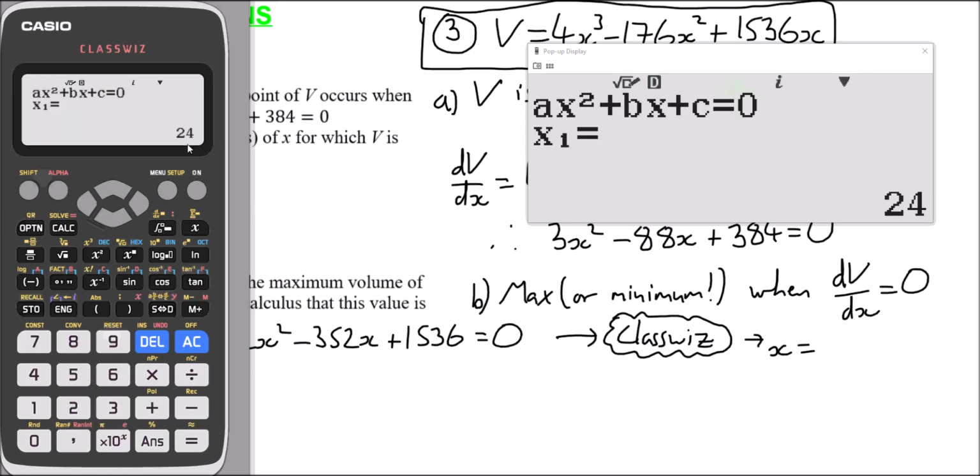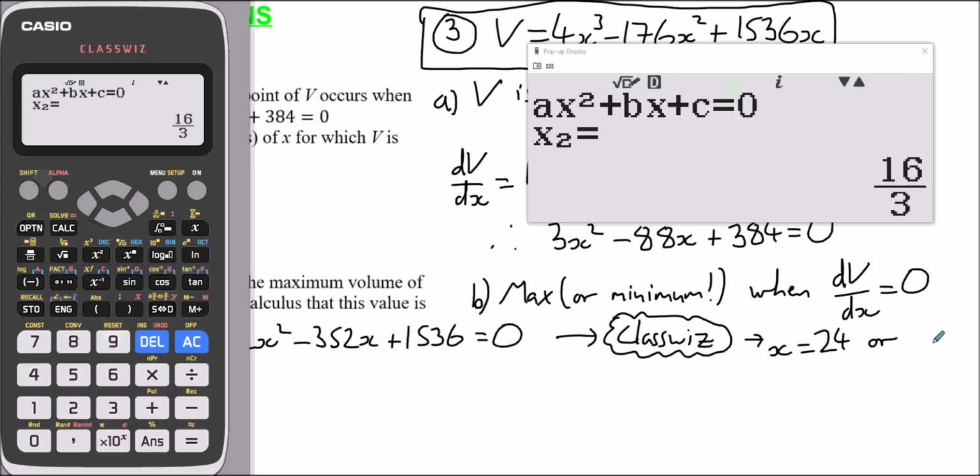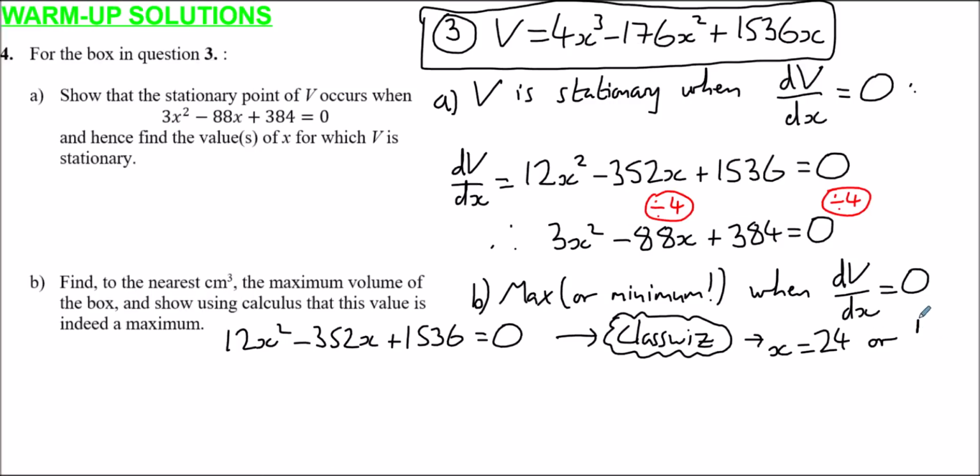One option we get is 24. The other option is 16 over 3. So either x is 24 or 16 over 3. So which one is it? Well, what we need to do now really is to just check. So is it both of these options? Is it just one? Is it none? So let's just check both.